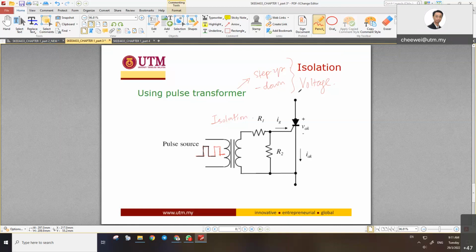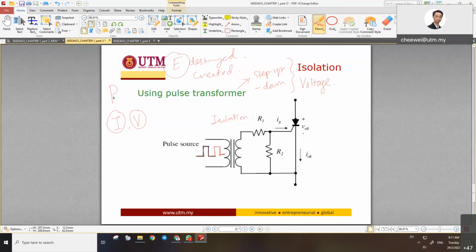Power cannot be step up or step down. You can only change what? The current or the voltage. The power always remains, okay? Because why? We know that energy cannot be destroyed or created. That is the rule of energy conservation, right?